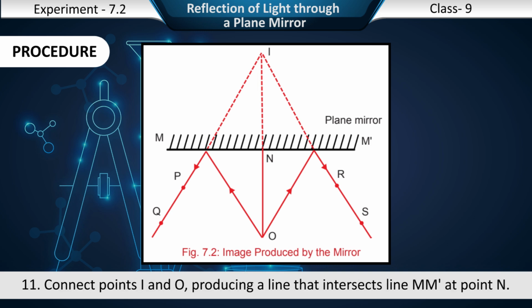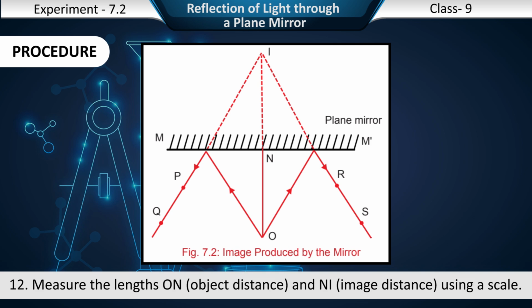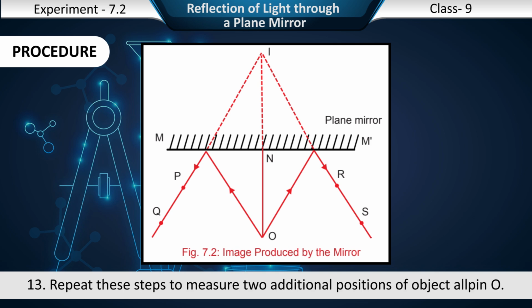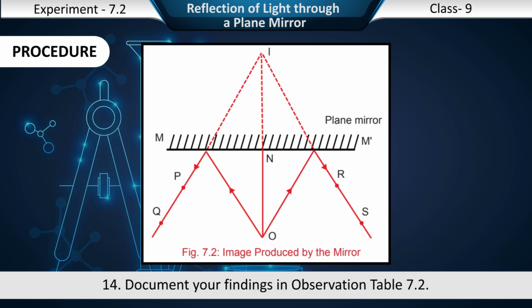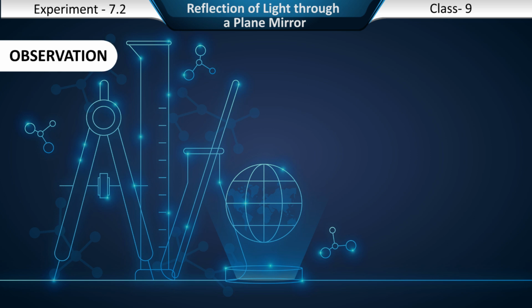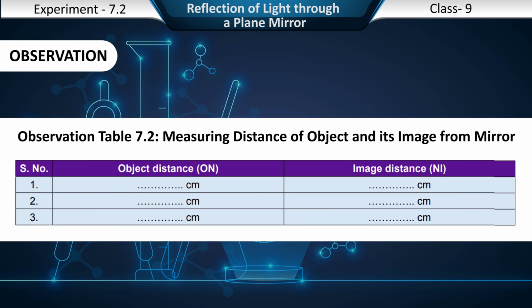11. Connect points I and O, producing a line that intersects the mirror line at point N. 12. Measure the lengths ON, object distance, and NI, image distance, using a scale. 13. Repeat these steps to measure 2 additional positions of object awl pin O. 14. Document your findings in Observation Table 7.2. Observations. Observation Table 7.2. Measuring distance of object and its image from mirror.